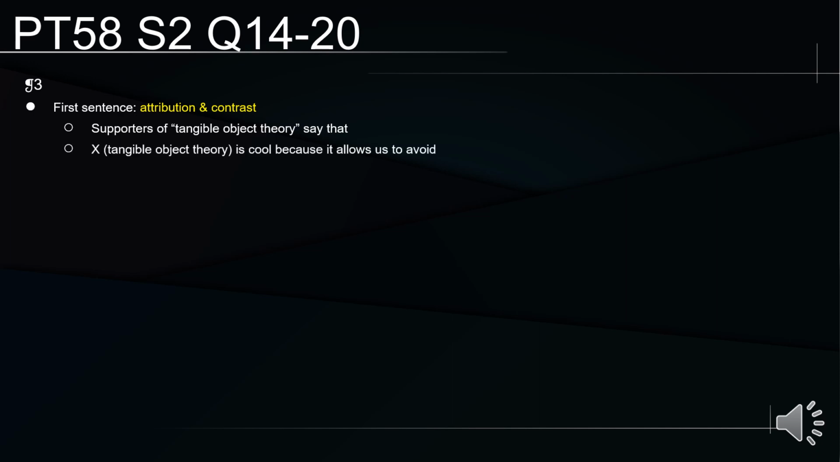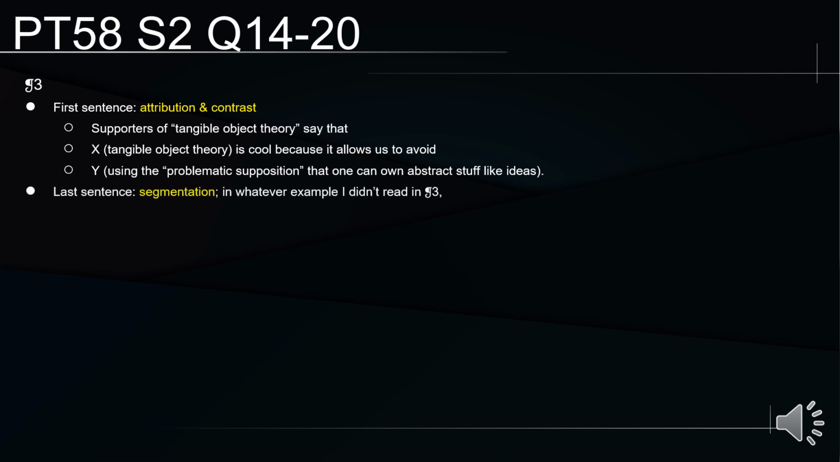So moving on now to the third and final paragraph of passage 3 here. Paragraph number 3. The first sentence gives us an opportunity to try both attribution and contrast here. So again, supporters of the tangible object theory are saying that tangible object theory is cool because it allows us to avoid using the problematic supposition that one can own abstract stuff like ideas. So yeah, tangible object theory says that X is cool because it allows us to avoid Y. That's what it boils down to.